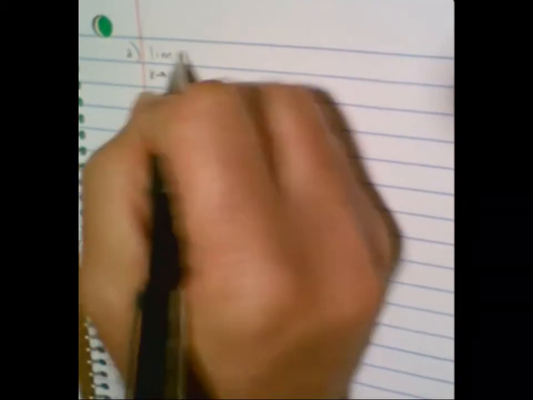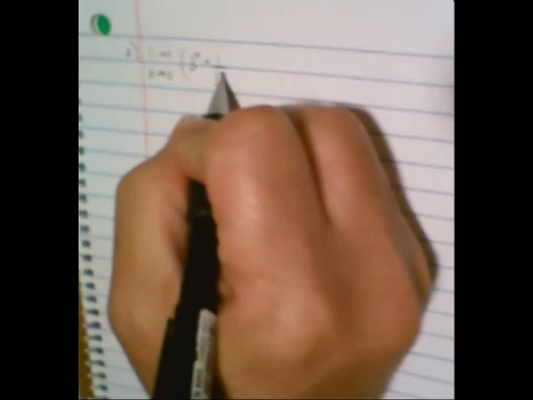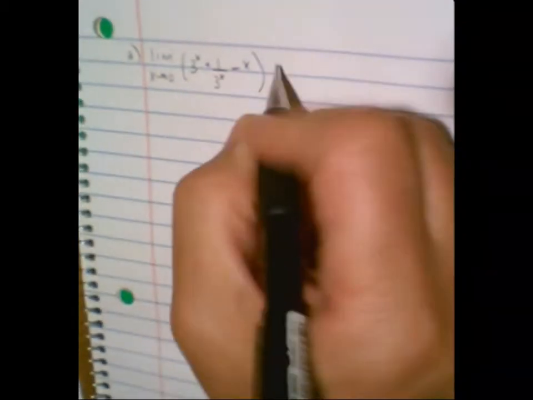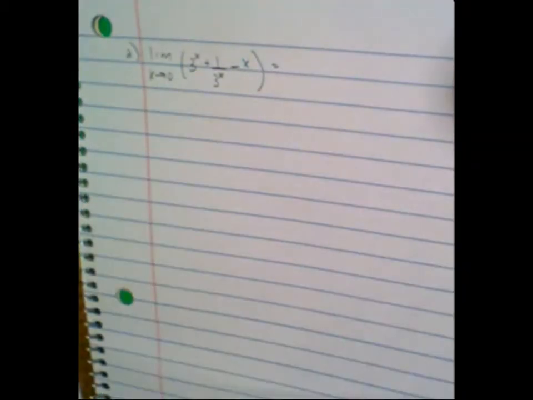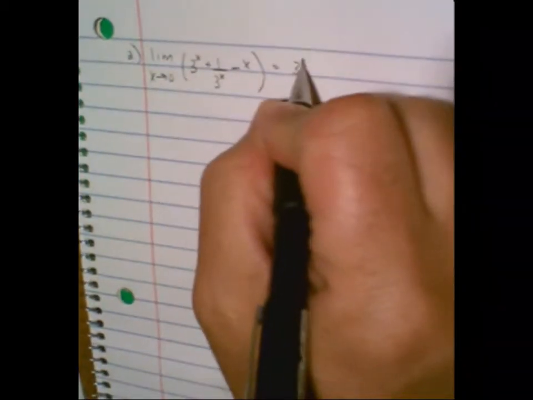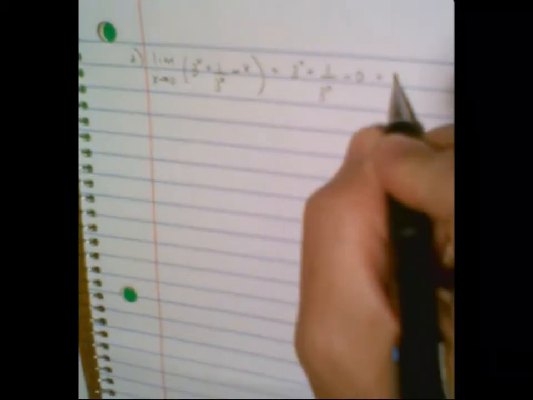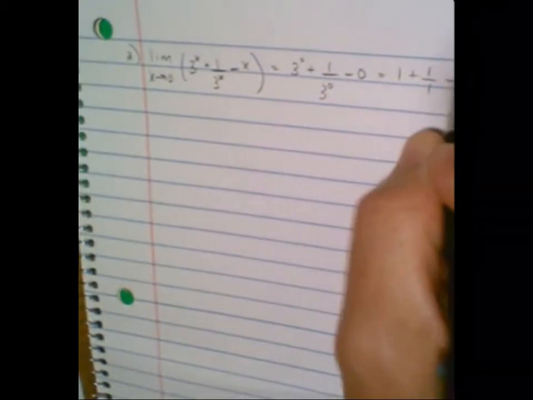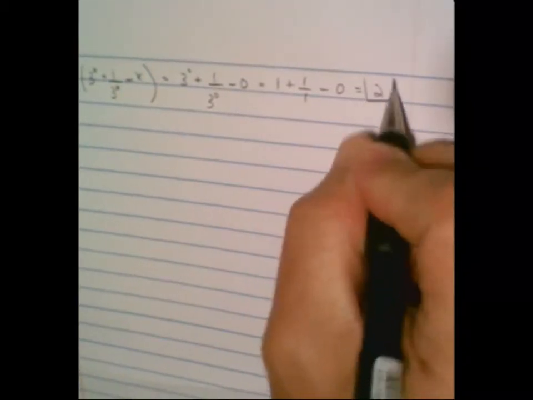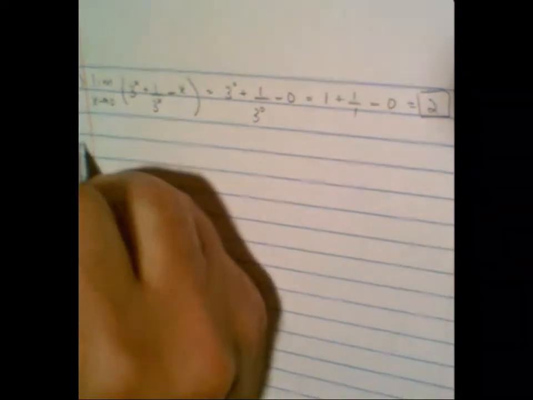the limit as x approaches 0 of 3 to the x plus 1 over 3 to the x minus x. Well, you always plug in first and see if you get a value that's the actual limit. 3 to the 0 plus 1 over 3 to the 0 minus 0 is 1 plus 1 over 1 minus 0. 1 plus 1 is 2. 2 minus 0 equals 2. So, the answer to number 2 is 2.